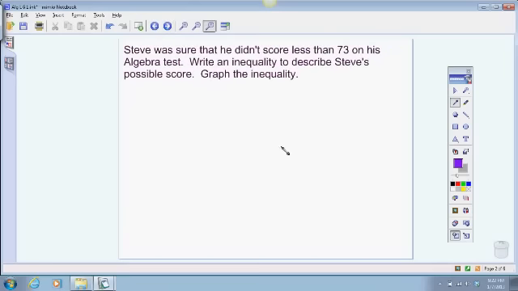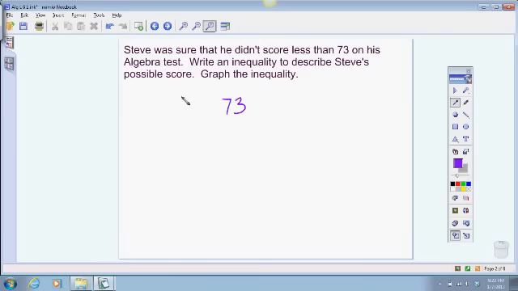Let's look at an example. Steve was sure he didn't score less than 73% on his algebra test. Write an inequality to describe Steve's possible score and graph the inequality. Okay, he was sure he didn't score less than 73 on his algebra test. So we have our 73.